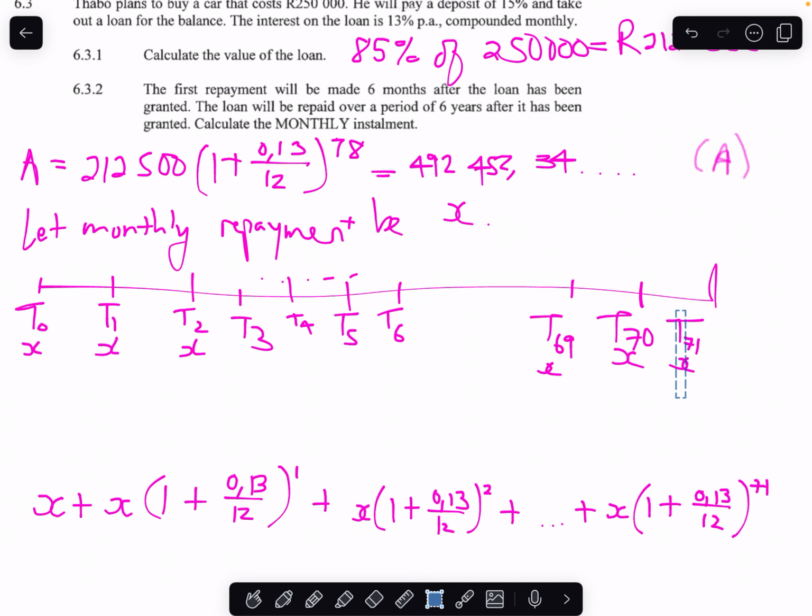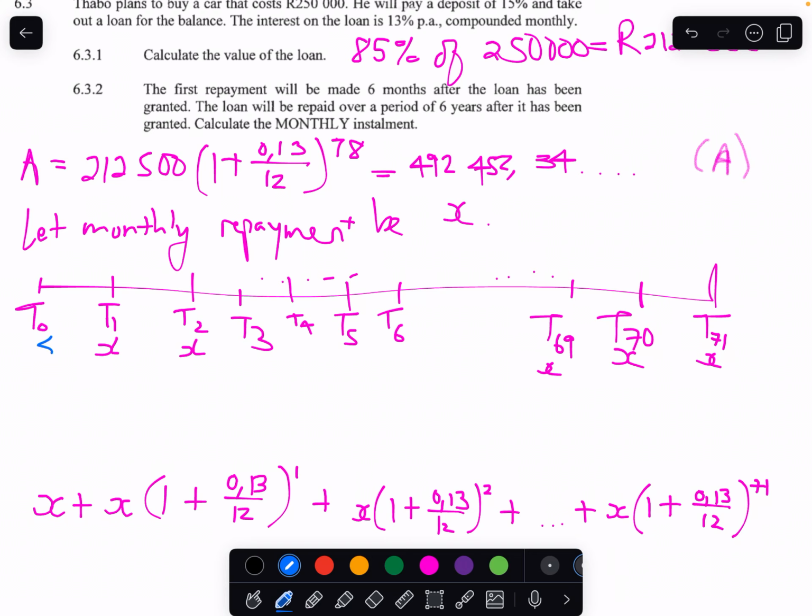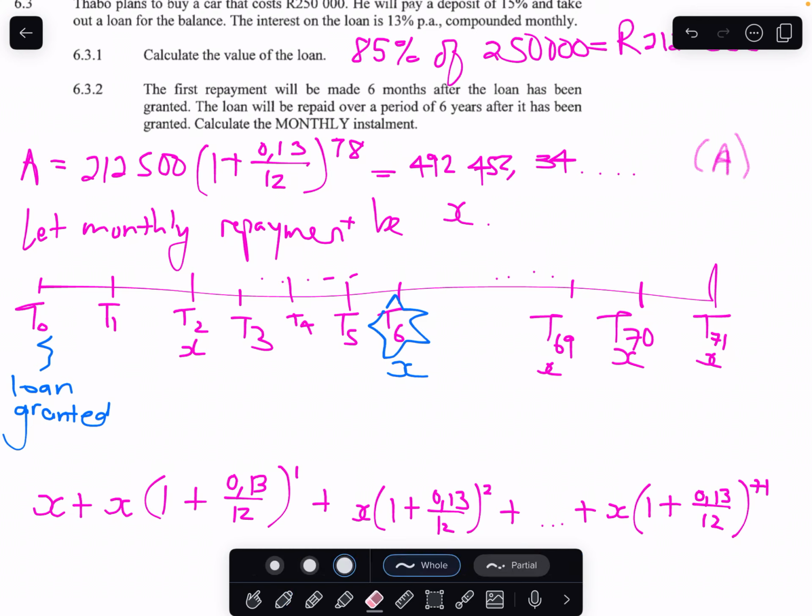Okay, so we are not repaying the loan here. Over here, the loan is granted. Then the first repayment will be made 6 months after the loan was granted, so that will be over here. Here we are not repaying yet. So we've got 1 month, 2 months, 3 months, 4 months, 5 months, 6 months. This is where we make our first repayment.